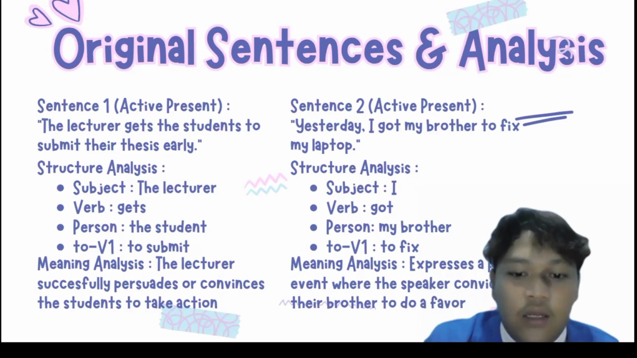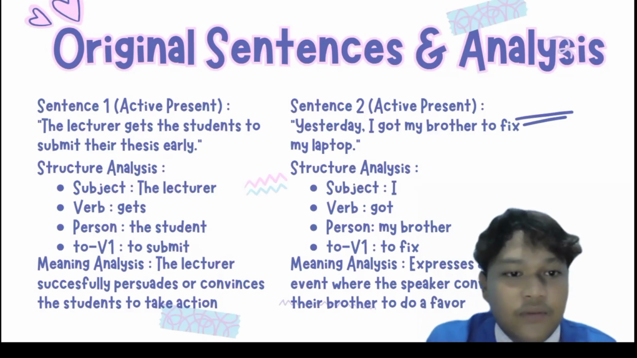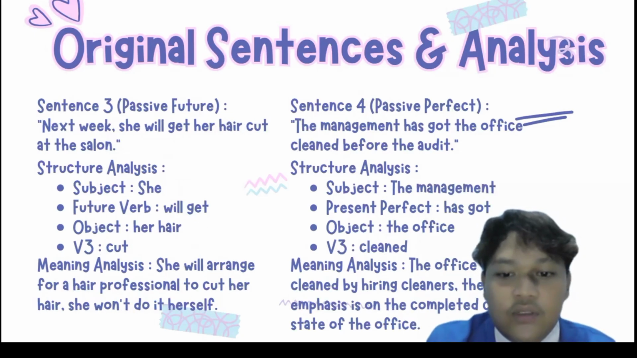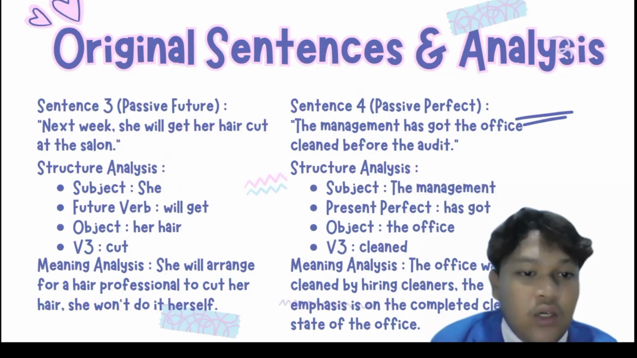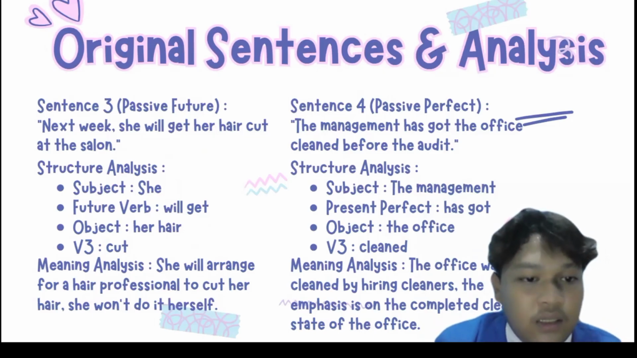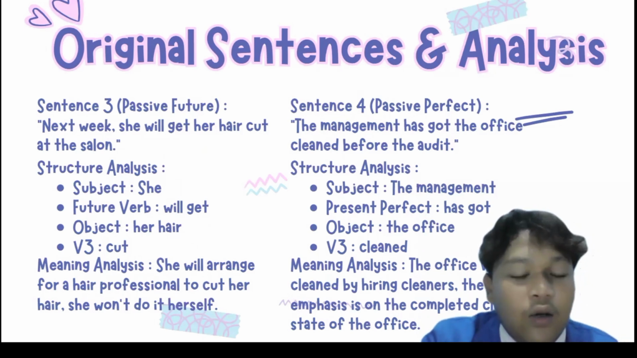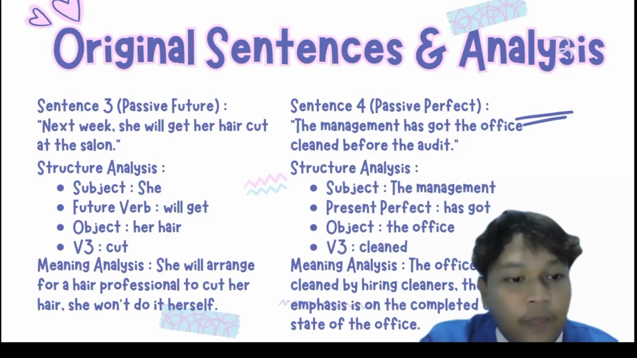Next, let's look at the passive causative examples. Sentence number 3, using a future context: next week, she will get her hair cut at the salon. The structure follows the future verb will get, the object her hair, and the past participle cut. The meaning is that she will arrange for a hair professional to cut it for her.